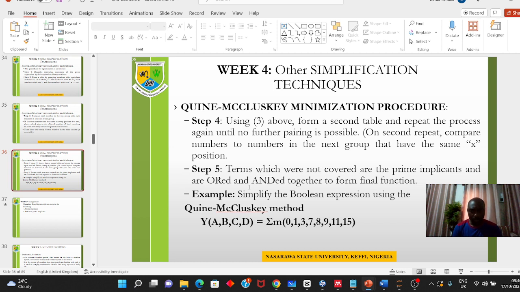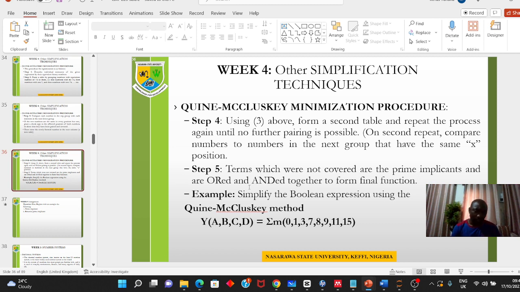On the second repeat, we compare the numbers to numbers in the next group that have the same X position. In step five, terms which were not covered are the prime implicants, and are ORed and ANDed together to form a final function, right?